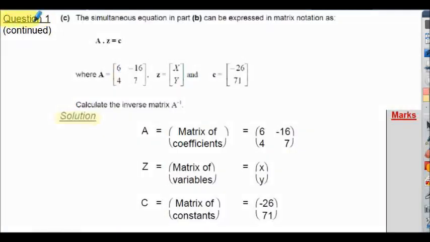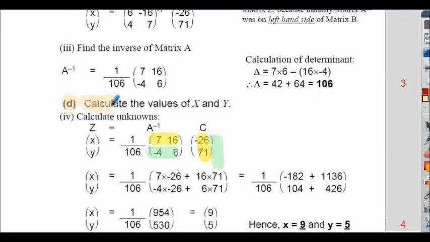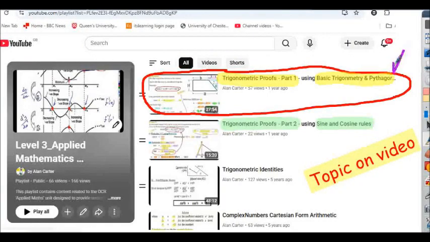Question 1, part C continued. This was part D here. Here's question 2. I didn't work through this question in the lecture. The topic is on specific video. This is the video from our YouTube channel that contains a similar solution to this question.